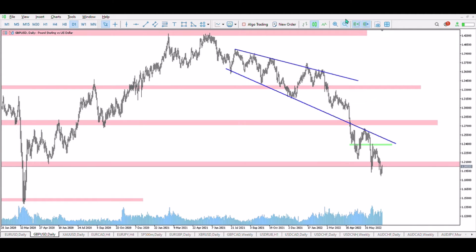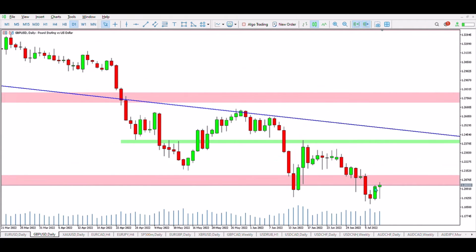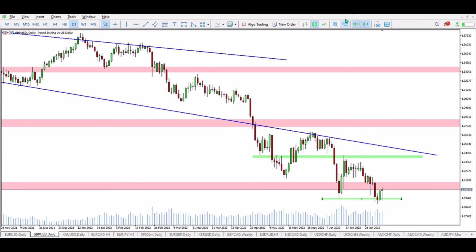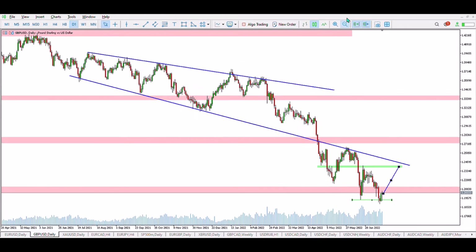Let's go back to the daily. So we have a strong bullish candle and a second candle that has tested this little support area. If the euro pushes higher, the GBP should also follow, and maybe we can close above this support, which means that the price will definitely go back and test this previous resistance. We also have a trend line here, so that is interesting stuff.